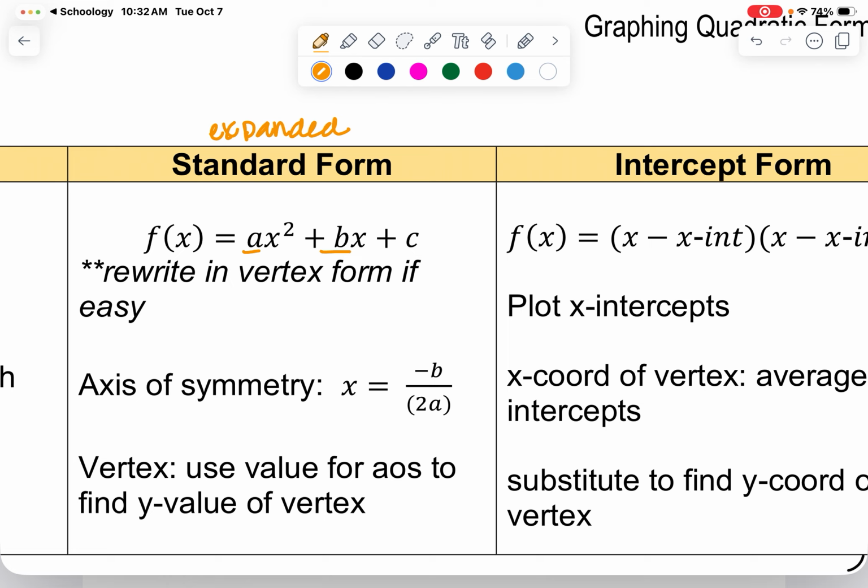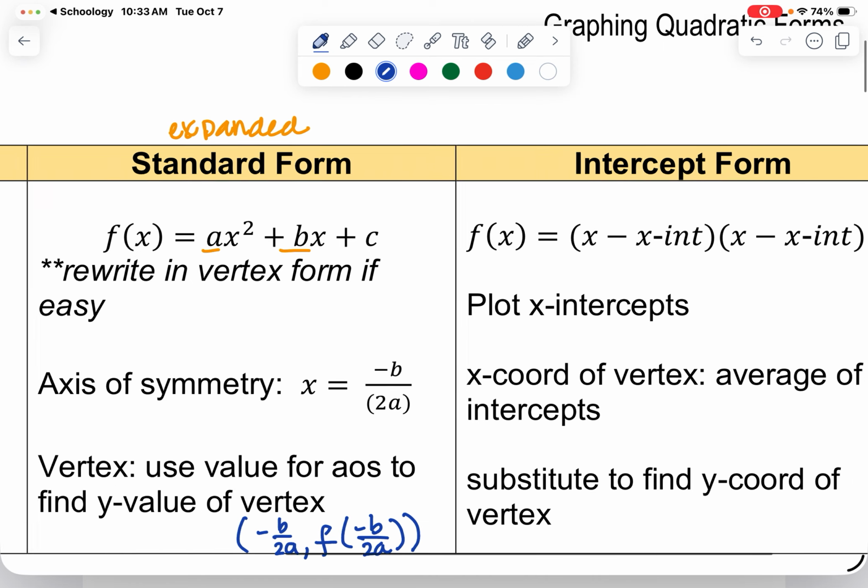Also, to find the y value of the vertex, you're taking that x value that you got and plugging it in. So as a reminder, it is the opposite of b over 2 times a, comma, and then f of whatever you get when you plug that in. Also, if you're asked for the axis of symmetry, the x value is the opposite of b over 2 times a.